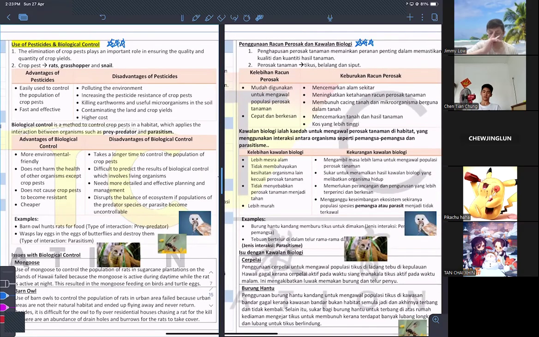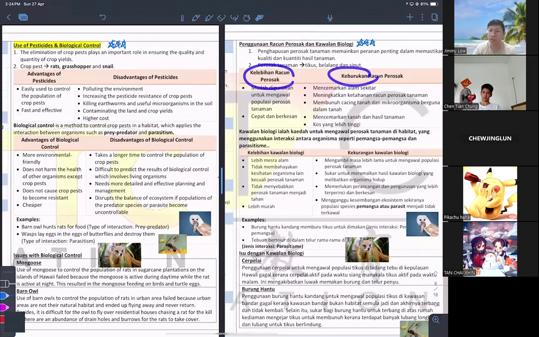Just to let you know, pesticides are not totally bad. Pesticides, we call it racun serangga. It has advantages as well. We have kelebihan, we have keburukan as well. So don't be like, when the question comes along with pesticides, you totally say no, you object, cannot do so. Both of them have pros and cons. The question will ask you in section C. They say compare and contrast your racun serangga, racun perosak, and your kawalan biologi. They ask in this way.